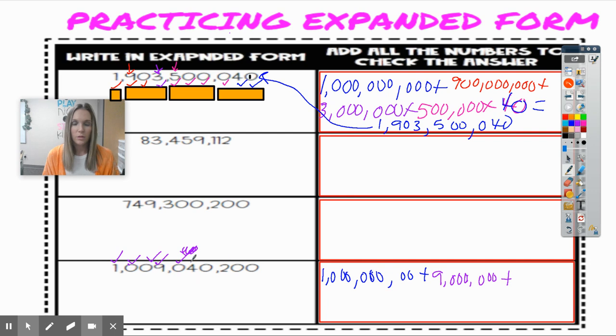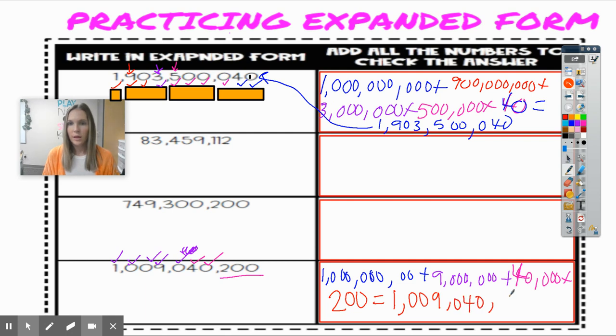Don't have to worry about that zero. Let's look at this four right here, okay? In my thousands period, so that four represents 40,000. Okay, let's write 40,000. Write the digit, and everything behind it becomes zeros. Got that four done. I don't have to worry about that zero. Okay, I'm done in my thousands period. I'm moving on into my ones. This three-digit number right here is just the number 200, so we know that this two represents 200. So we're going to write that place digit of two. Everything behind it becomes zeros. All right, if we were to add all of these numbers up and line them up, we would get 1,009,040,200.